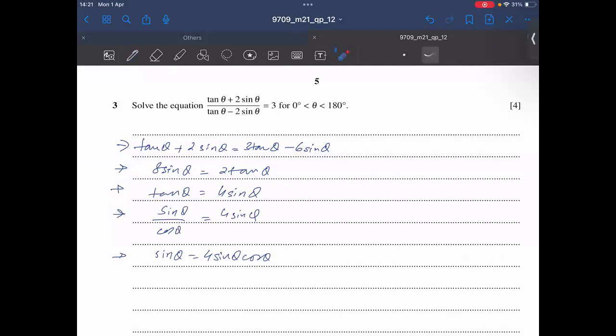Now, this is where students sometimes make the mistake. And that is they cancel out sin theta and sin theta. And that is where they make the mistake. We're not supposed to cancel out.